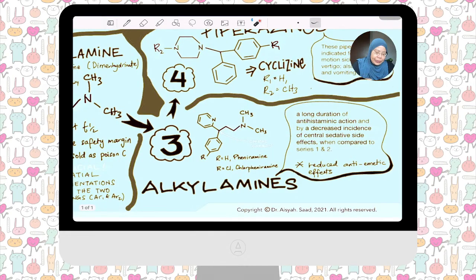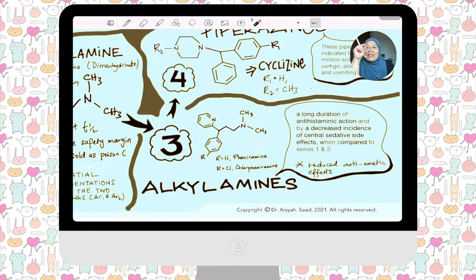Let's go on to the third family, the alkylamines. The alkylamines are one of the most popular antihistamines that you find in a pharmacy. Whether you work in a hospital pharmacy or a retail pharmacy, you find this a lot, especially chlorpheniramine. One of the brand names is Piriton.